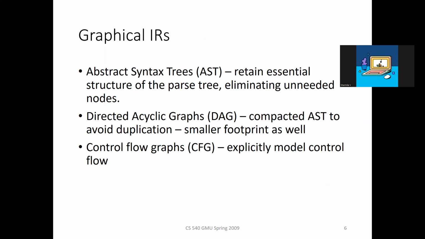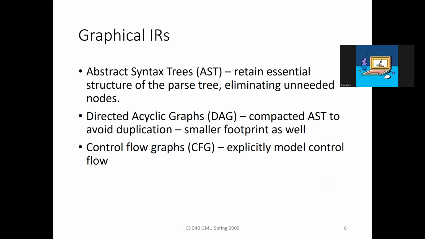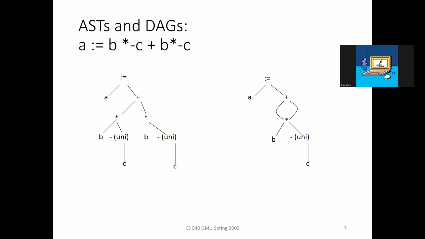In the graphical IRs, the abstract syntax tree retains the essential structure of the parse tree, eliminating unneeded nodes. DAG is nothing but a directed acyclic graph. It avoids duplication, has a smaller footprint, and is compact to execute the flow. The control flow graph, that is CFG, explicitly models control flow, how the control flows inside a program. Here they have given the AST and the directed acyclic graph.